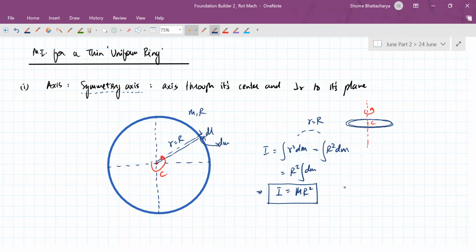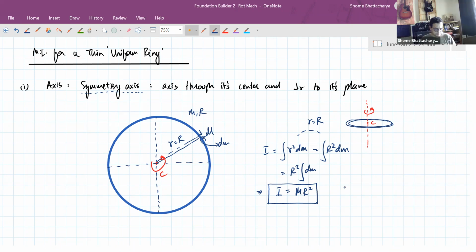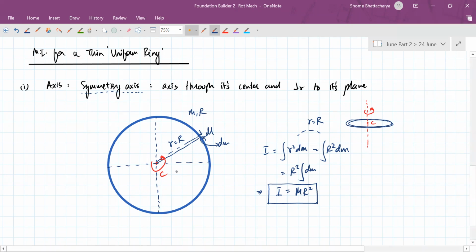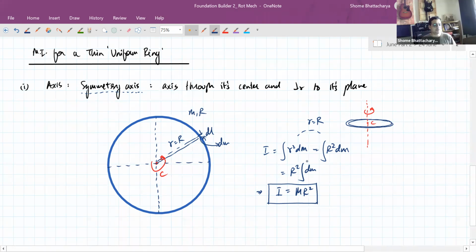Sir, so here we don't have to use dm equals lambda dl? You can use it, but what will be the benefit? Because anyway, it is just the integration of dm only now. Whether we divide it into lambda dl, take the lambda outside and integrate dl, or we just leave it this way, that is nothing but the total mass. So no further step is required. You understand?